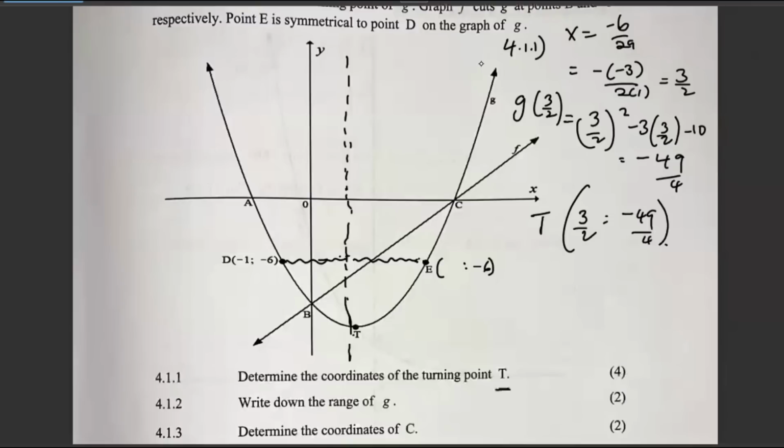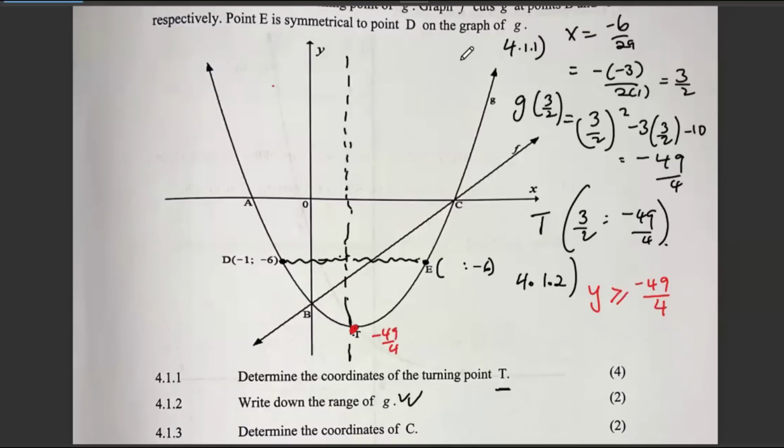Then 4.1.2, they want us to get the range of g. When you talk about range, you're basically discussing the y values or the output values. Since this graph is a smile, and we have the lowest y as -49 over 4, anything above -49 over 4 will be valid for this graph. So that is how we would represent that.